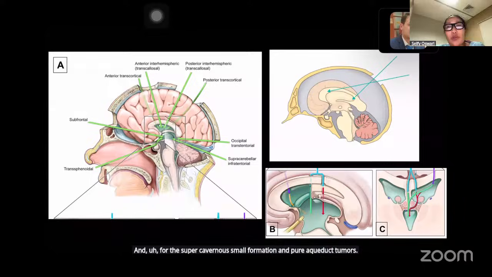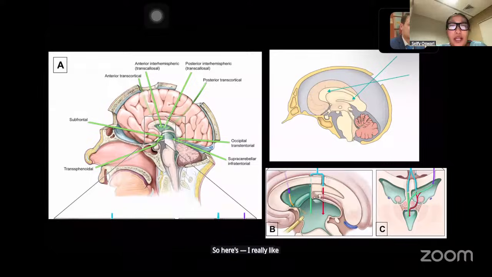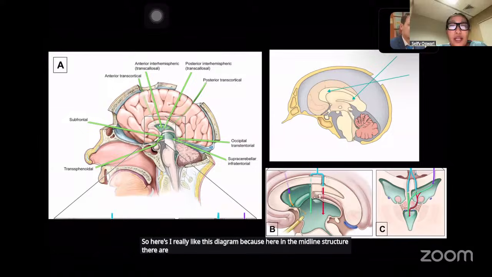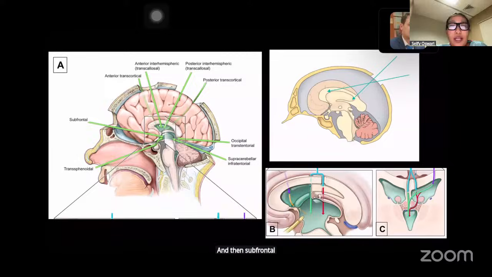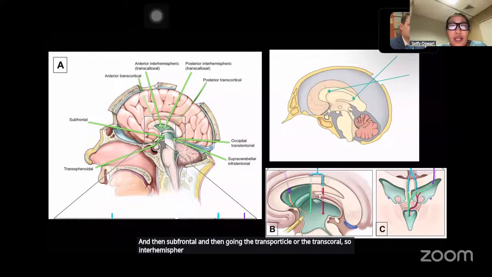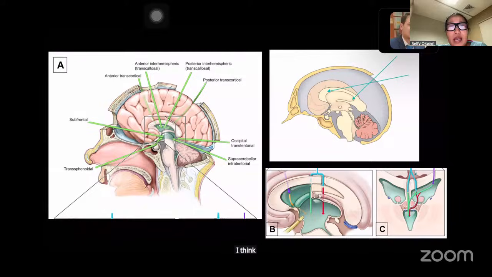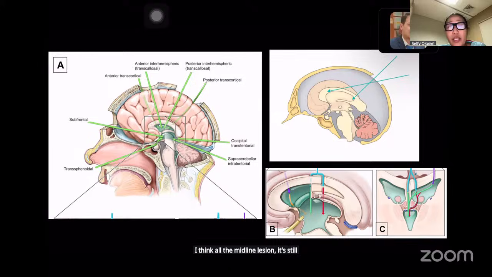I really like this diagram, because for the midline structures, there are several approaches that can be chosen. Either transsphenoidal if the lesion extends further down to the skull base, then subfrontal, then transcortical or transcallosal interhemispheric, or posterior interhemispheric transcallosal, and also the occipital transtentorial or the supracerebellar infratentorial. I think all midline lesions are still very challenging for us.